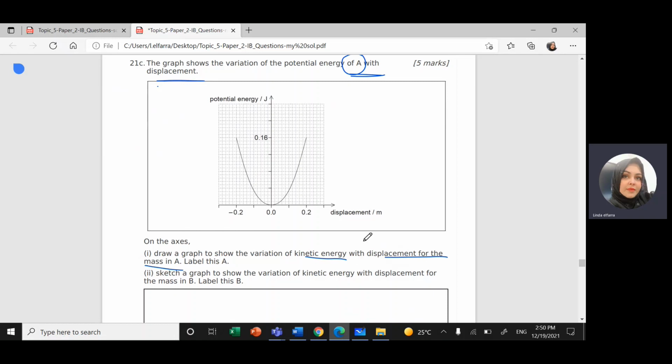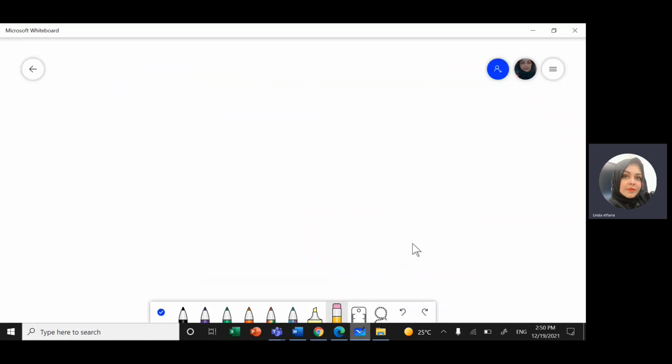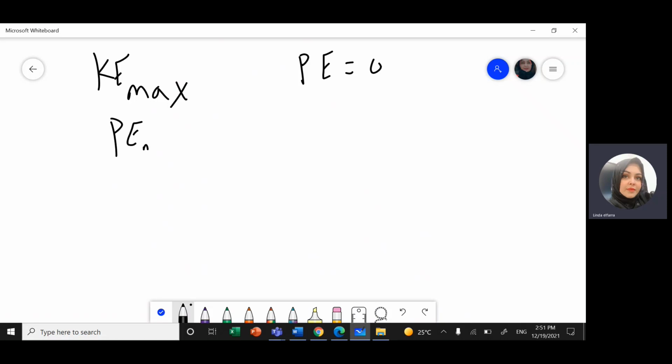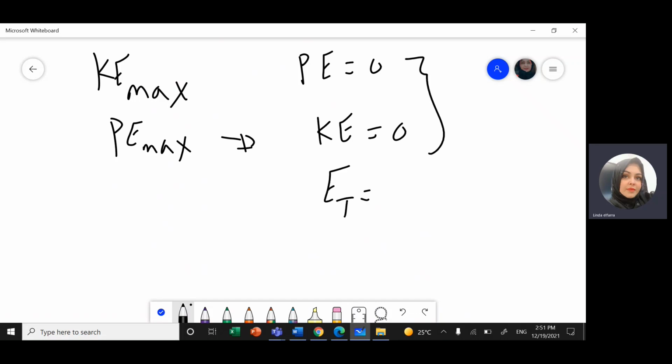Remember, if we have kinetic energy at maximum, that means potential energy is 0, and vice versa. If the potential energy is maximum, that means kinetic energy should equal 0, but the total energy should be constant. Total energy, which equals kinetic energy plus potential energy, should be constant all the time.